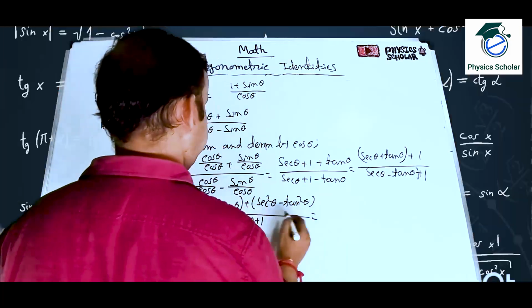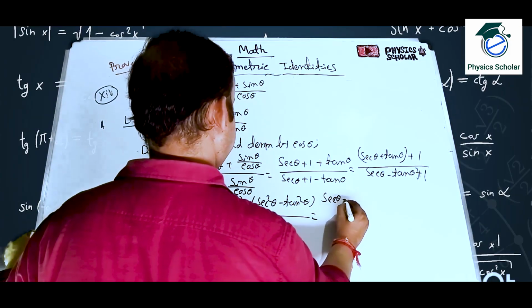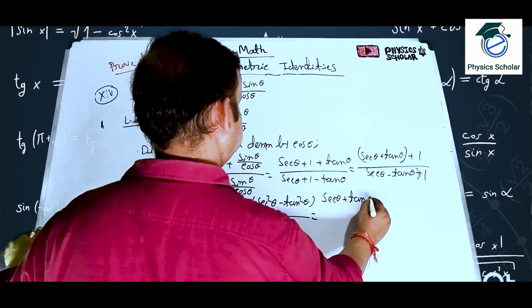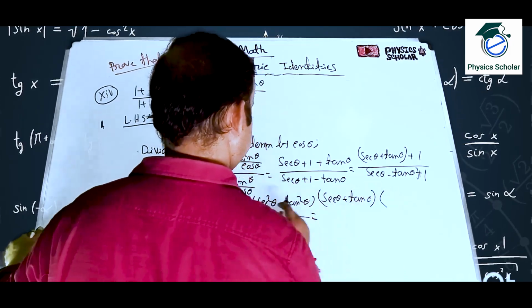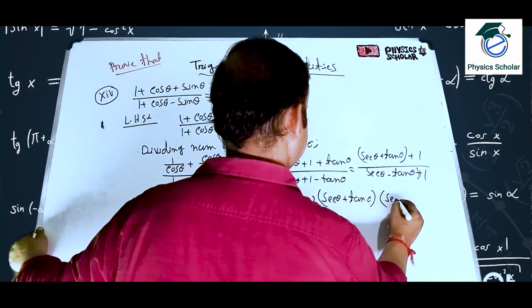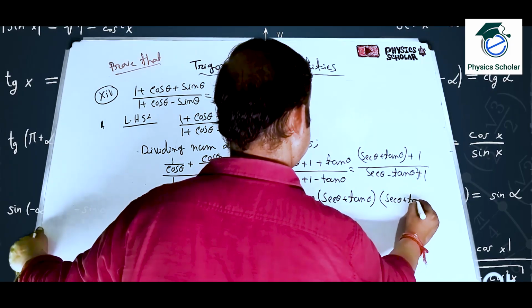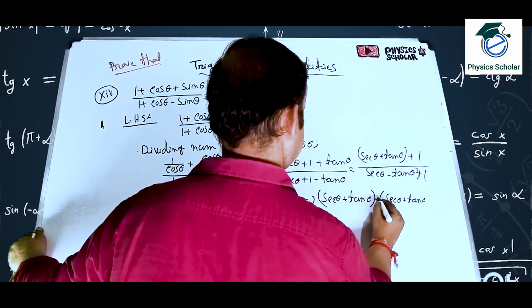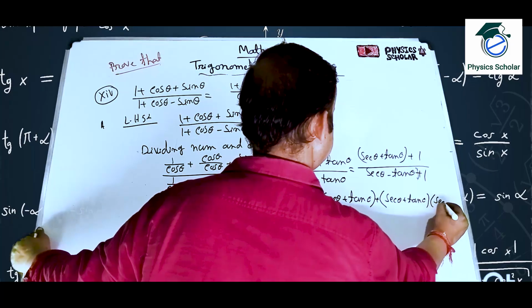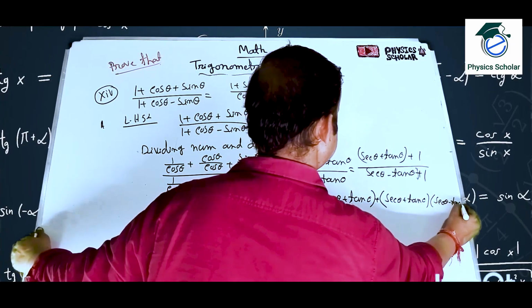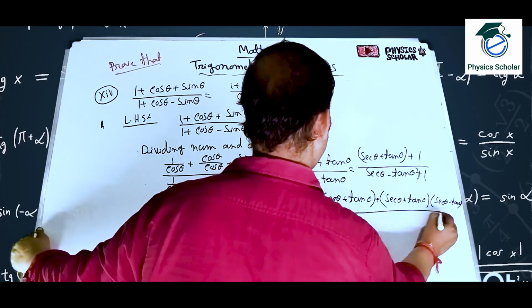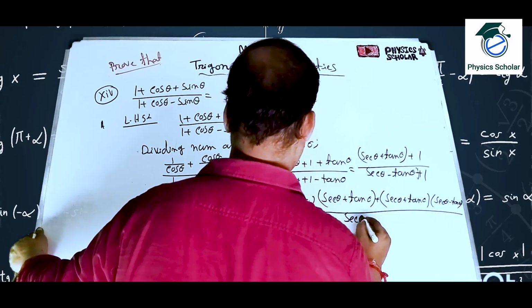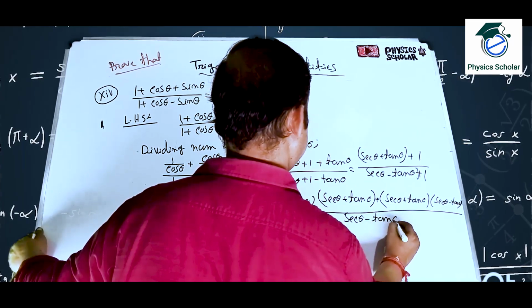So what you can write? Sec theta plus tan theta into a square minus b square: sec theta plus tan theta into sec theta minus tan theta, whole divided by sec theta minus tan theta plus 1.